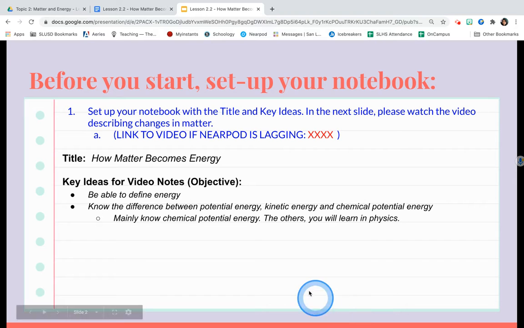Right, so the title of the notes is located here on the slide and the previous slide, and the key ideas for the video notes. If you have not written them already, go ahead and pause and make sure you write this down before moving on with the video.